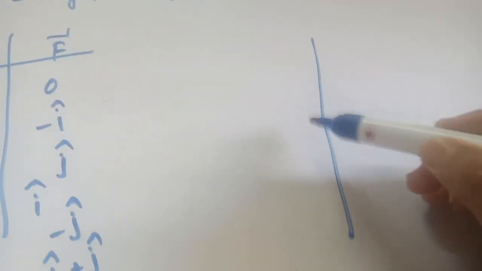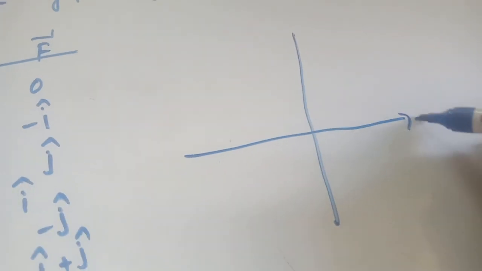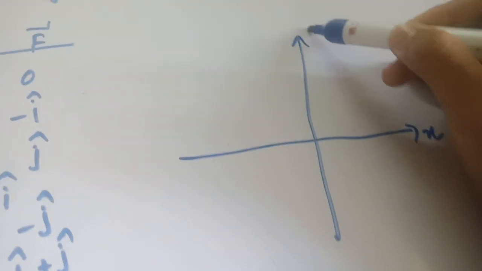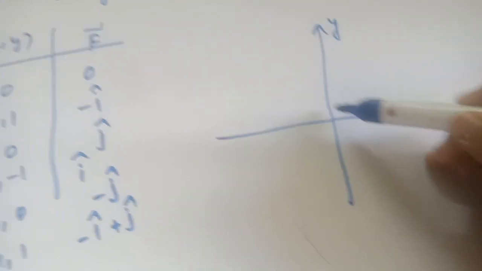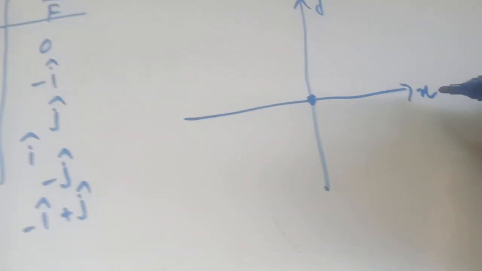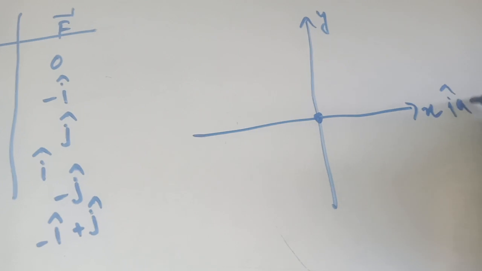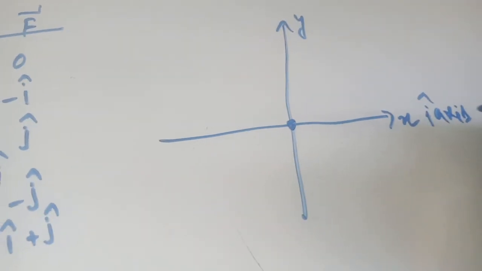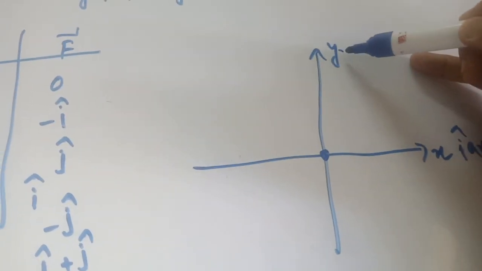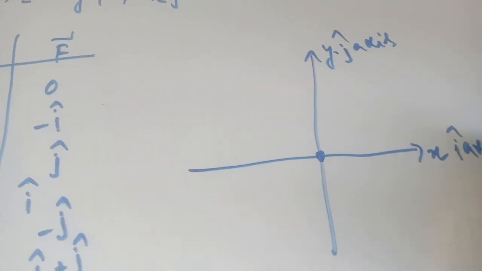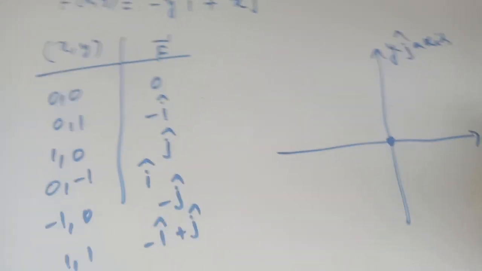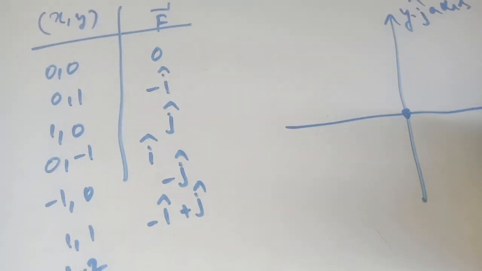This is a two-dimensional vector field. So this is the x-axis and this is the y-axis. Now I am plugging in 0, 0. The function value is 0, so it is the origin. Along the x-axis, the i cap axis will be there, because i cap is the base vector for the x-axis. Along the y-axis, the j cap axis will be there, because j cap is the base vector for the y coordinate.